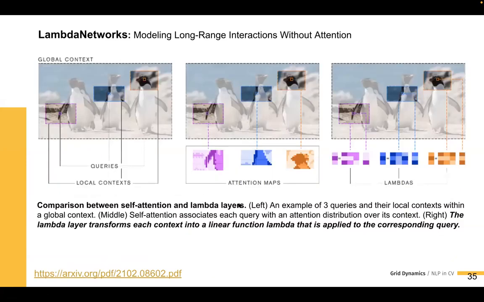And a not very well-known approach is Lambda Networks. Let's talk about Lambda Networks. Here it is not the classical attention approach. The Lambda layer transforms each context into a linear function lambda that is applied to the corresponding query. So what it means is that we take some context and transform this context into a Lambda function. After that, this Lambda function is applied to the query. It is not classical attention, but it was inspired by the attention approach.